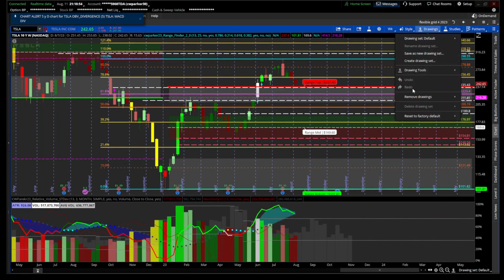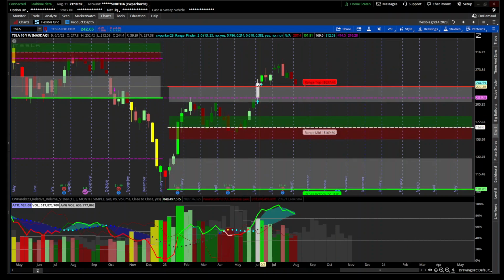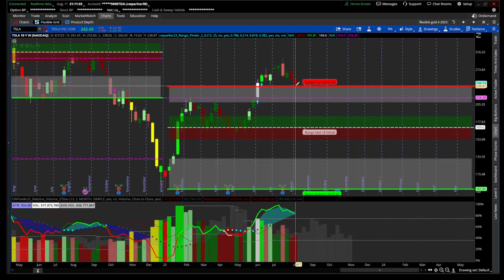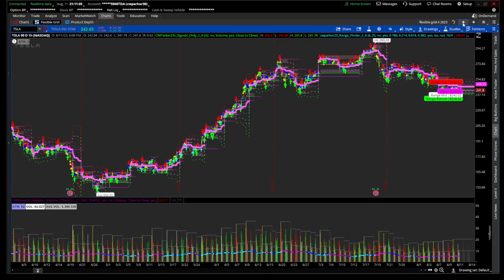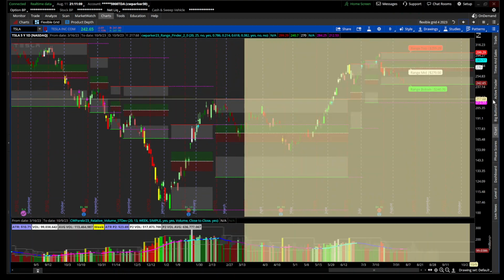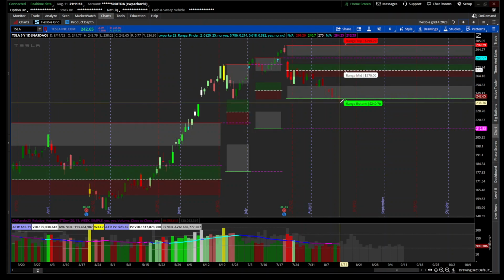Add some drawings on here. And you can see right here, Tesla broke above on this week, and it's retesting this range right here. So we can go and look at it on a daily. And this is what Tesla's doing. It's at the bottom of this range right here, so you can risk off of this range, and maybe 5 or 10% below the range.